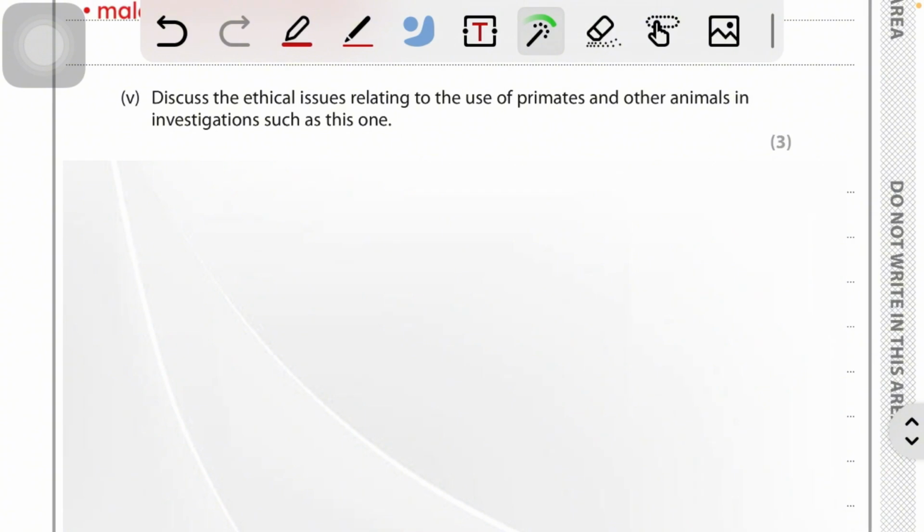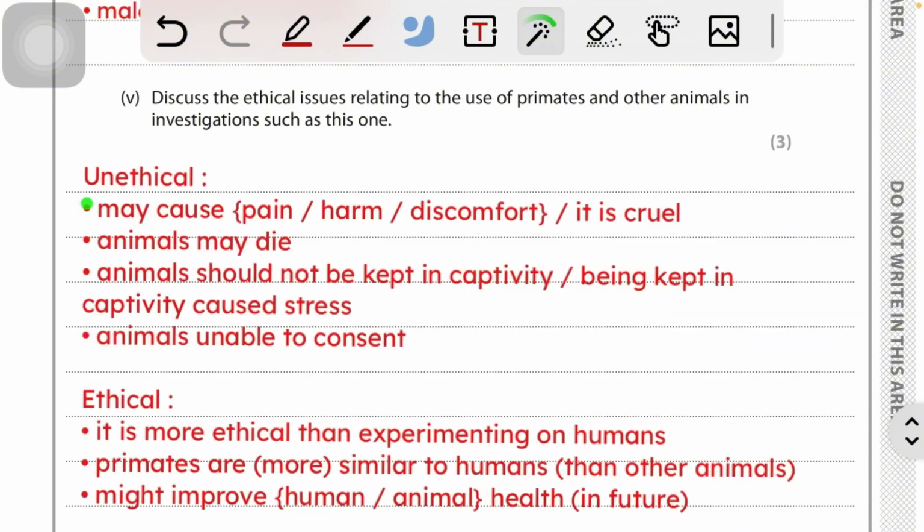Okay, so let's see question 5. Discuss the ethical issues relating to the use of primates and other animals in investigations such as this one. It is more valid to do experiments on animals than humans. Let's see the question's answer.